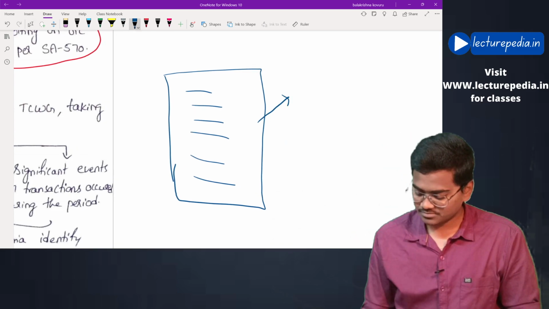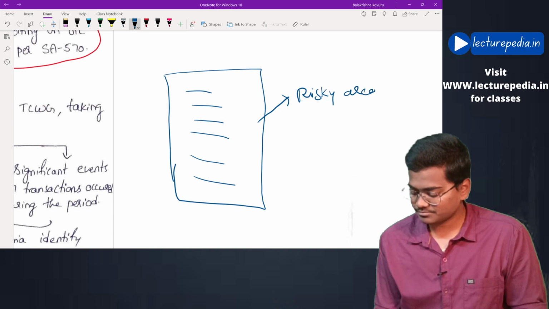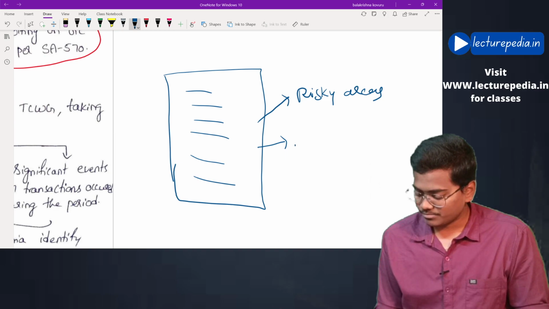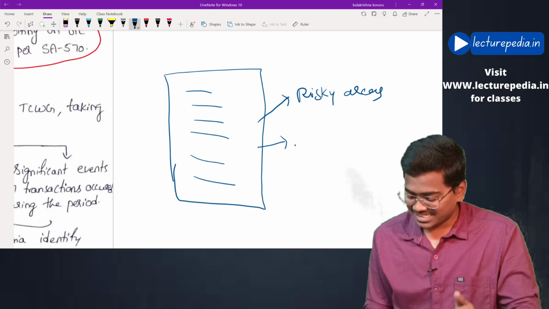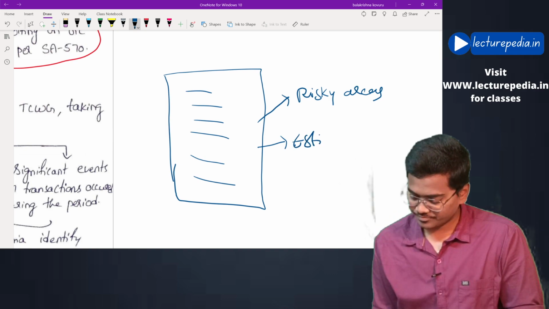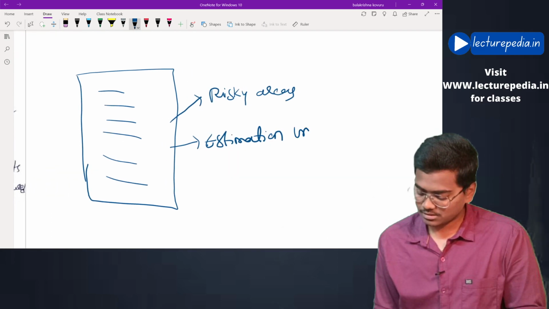First one, risky areas. Second one, uncertainty, estimation uncertainty.